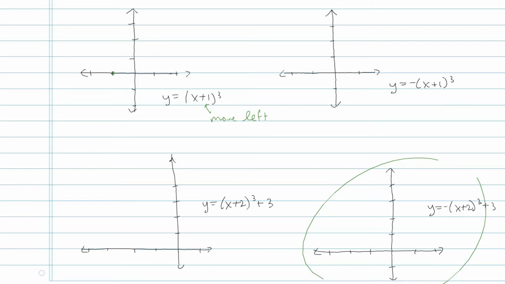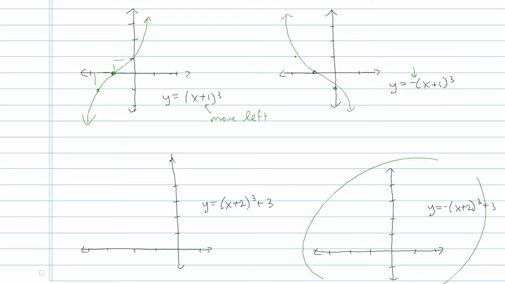Just like that original parent, I'm going to have these other points that are over 1, down 1, over 1, up 1, like my original x cubed function. There we go. And what if I have a negative out front? Same idea. It's shifted over 1 and then reflected across the x-axis.